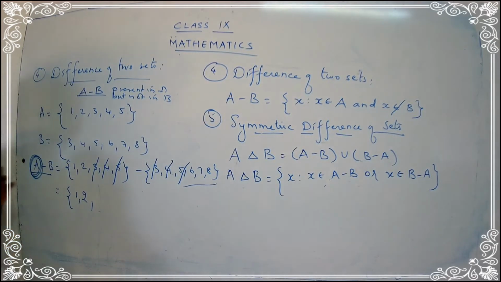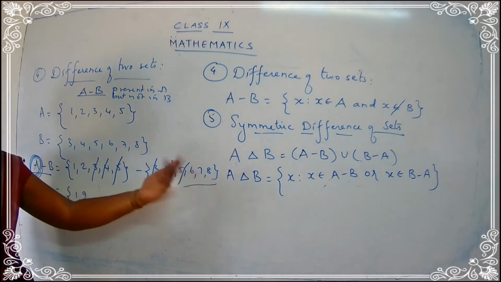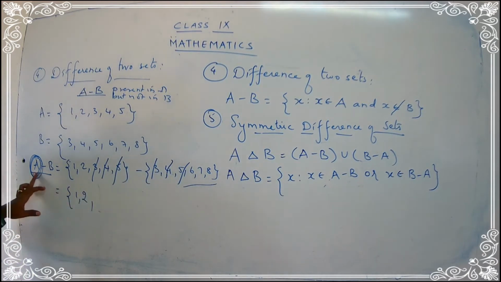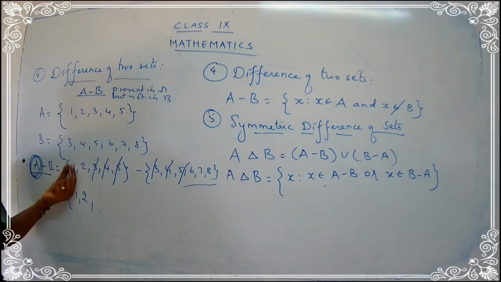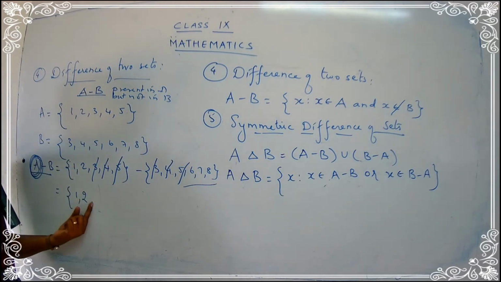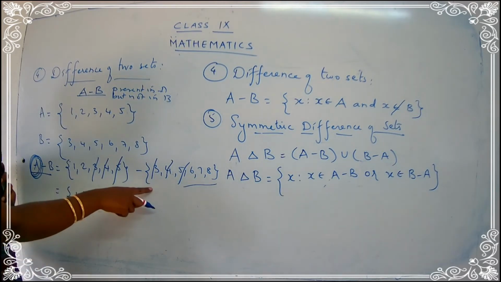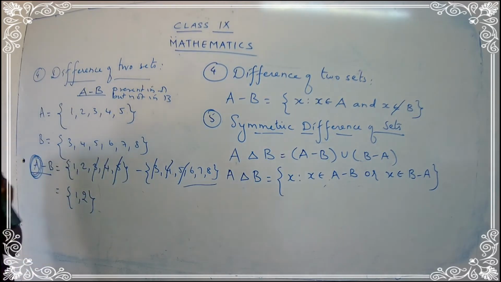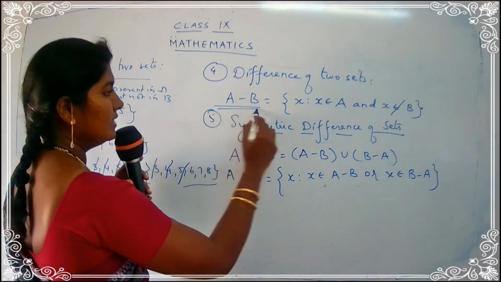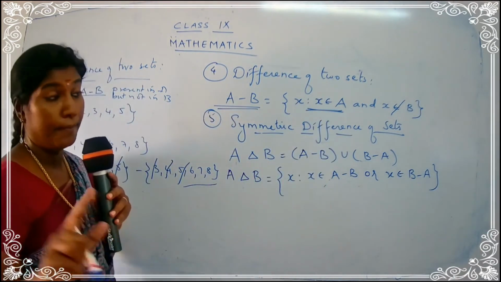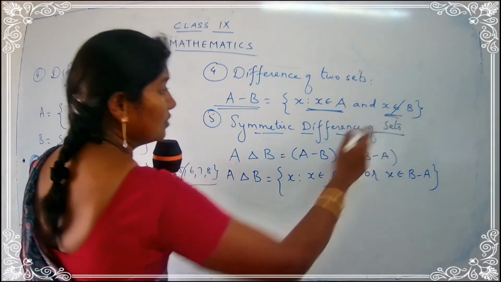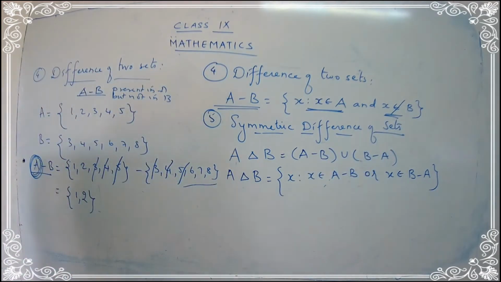You may ask about 6, 7, 8 being left. That's not a matter, because we have to focus on the members of A. So I got the members 1 and 2, which are only present in A but not in B. That's the definition. See children, A minus B means it is belonging to A and not belonging to B. So it is not going in the B part.